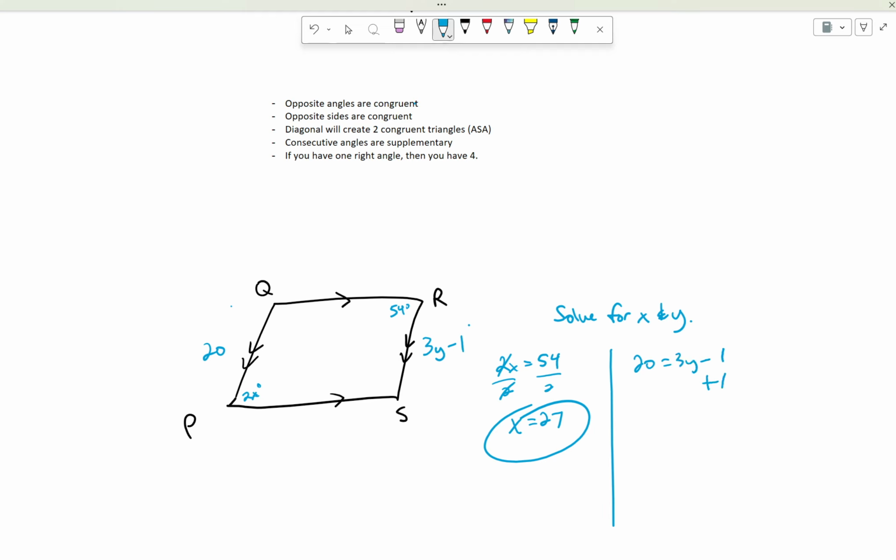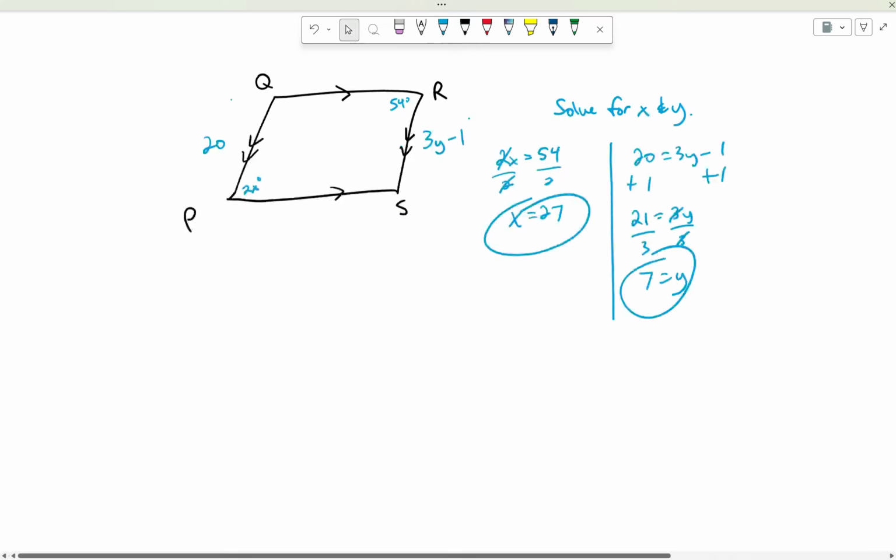All right, so we solve algebraically, add 1 to both sides. So 21 is equal to 3y. Divide by 3 on both sides. So 7 is equal to y. Y is equal to 7. And we're done. All right, let's do another one of these. Now we're going to have no diagram, but we're going to have to be able to use the notation and our own powers of deduction to get the correct answer.